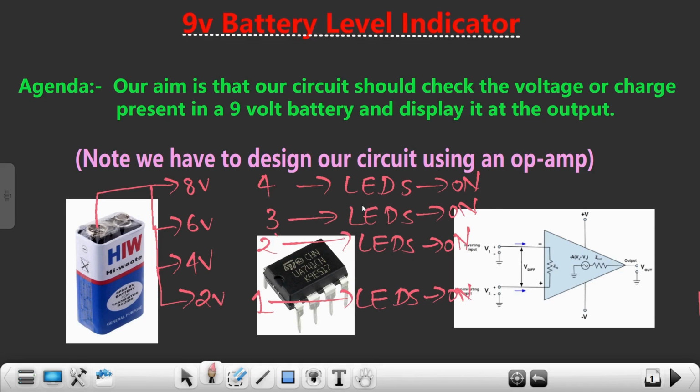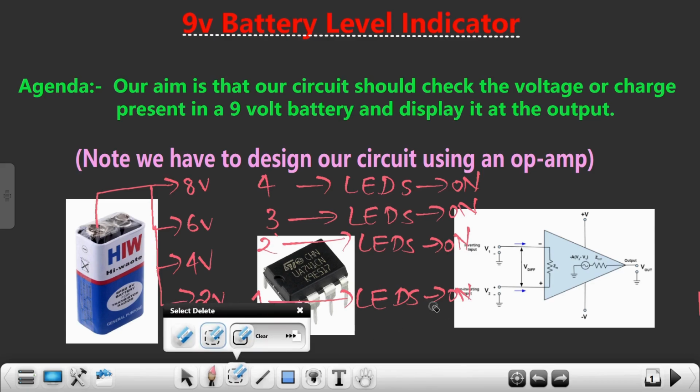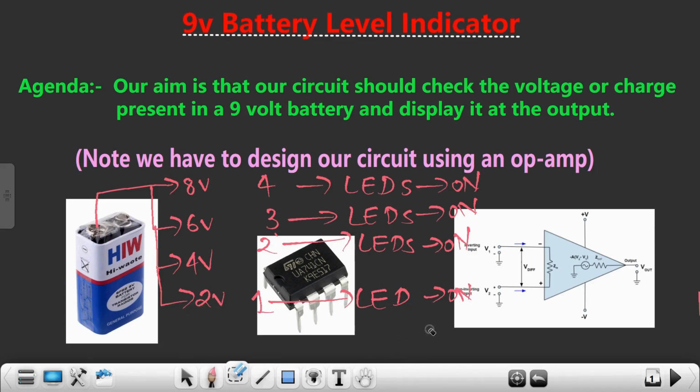If my battery is delivering 6 volts, it is stating that the battery is 70% charged, right? So in that case only 3 LEDs should be in on condition. Similarly, if my battery is delivering 4 volts, then it is telling me that my battery is discharged by 50%, or rather it has only 50% of the overall charge. So in that case only 2 LEDs should be in on condition. Same goes with 2 volts. In that case only one LED will glow, right? Only one LED will be in on condition. I hope that you are able to understand this.